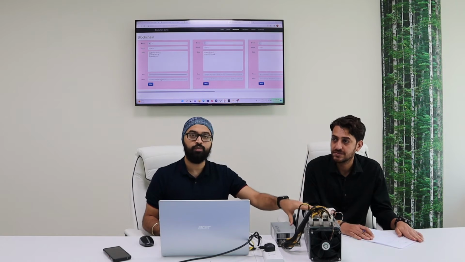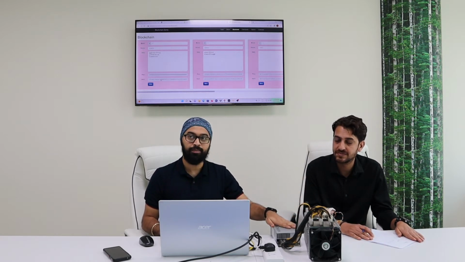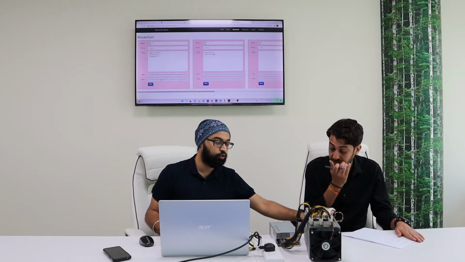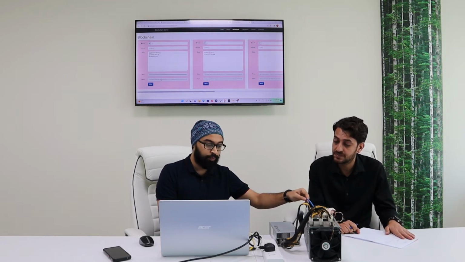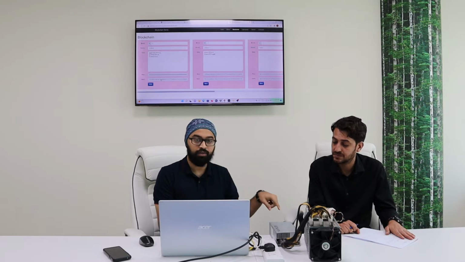This is the machine which is a miner. This is the output supply, and we have two Ethernet cables. One is blue and one is the yellow one. Both Ethernet cables are connected to the LAN.